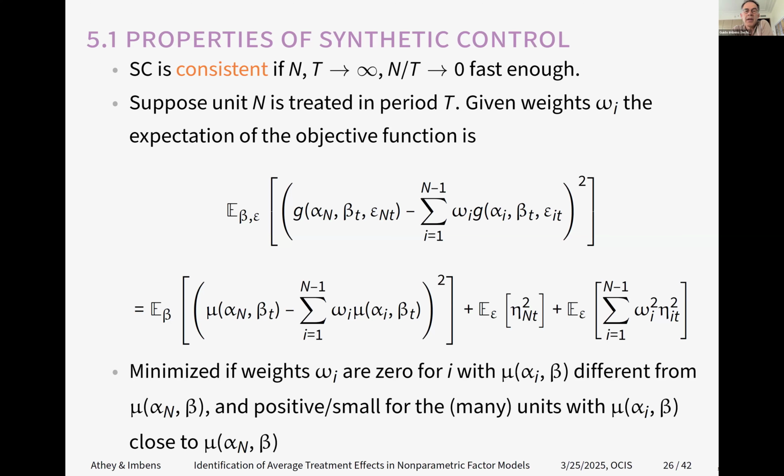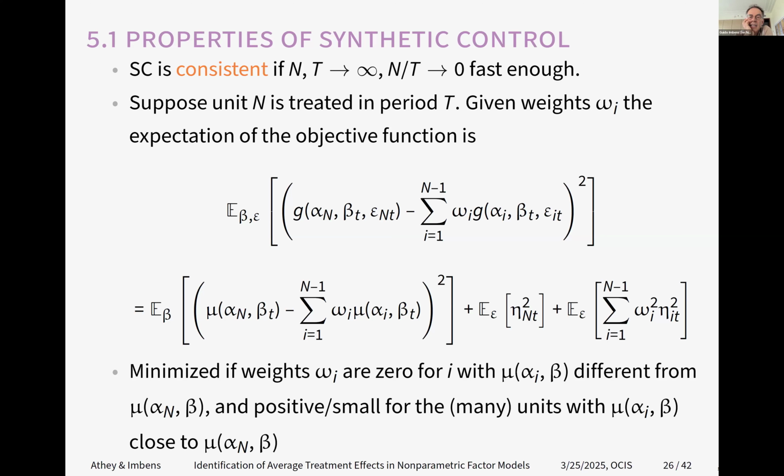The other components are going to be of lower order if the number of time periods is very large. So it looks like synthetic control is going to focus on weights that are 0 for units with different functions mu of alpha and beta, and make the weights equal and small for the units with similar values of alpha. In large samples, there are going to be many of those, and that gets rid of that third term. So you end up minimizing that objective function.